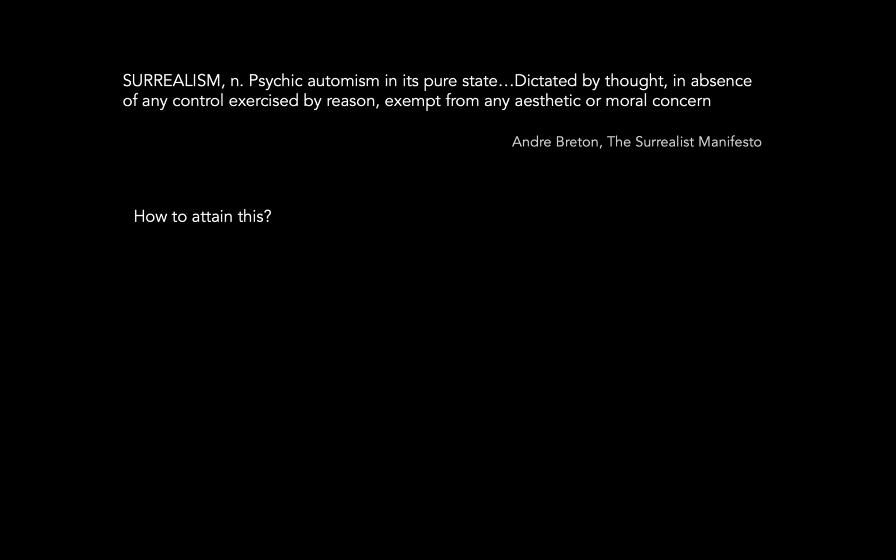So along with the journals, the manifesto that Breton writes in 1924 is also important. And he writes a really well-known definition for surrealism. It's a much longer manifesto than this. This is simply the sort of dictionary definition that he provides. But it tells us a lot about how he understood surrealism to function and what it was. So for him, surrealism, he calls it psychic automatism in its pure state.